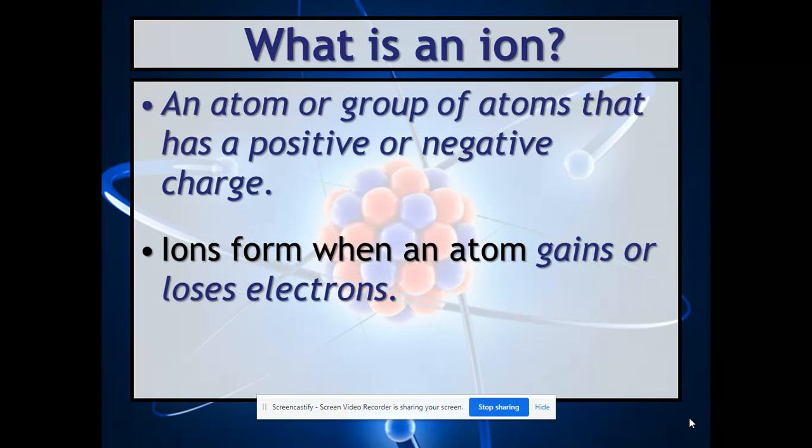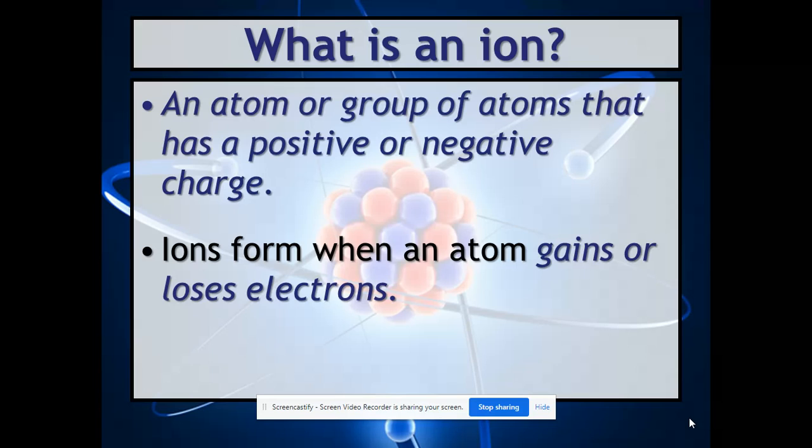And ions form when an atom either gains or loses electrons. So remember, we have isotopes, which a lot of students initially will confuse with ions because obviously they both start with I. Isotopes either gain or lose neutrons, and that's how they become different from each other. But you still have the same element. Ions are similar, except now you're dealing with the losing or gaining of electrons.